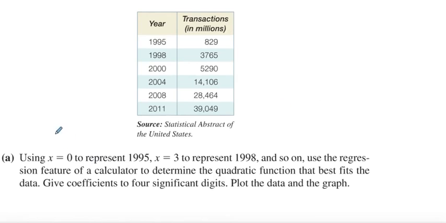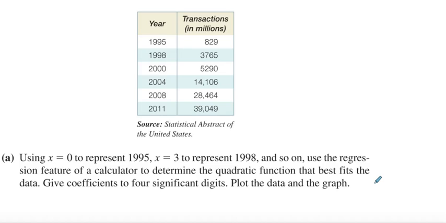Using x equals 0 to represent 1995 and x equals 3 to represent 1998, and so on, use the regression feature of a calculator to determine the quadratic function that best fits the data. Give coefficients to 4 significant digits, plot the data and the graph. We want to do this on the graphing utility, using Desmos, which I'll use again. That's the only way you can do this kind of problem.